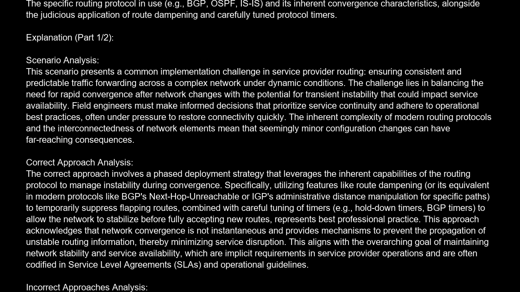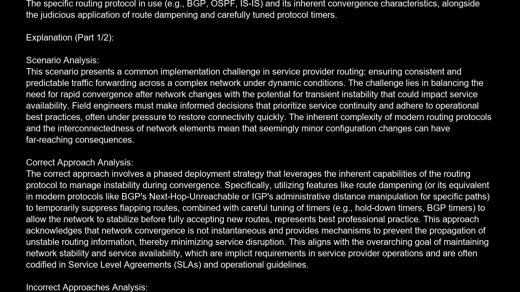Correct approach analysis. The correct approach involves a phased deployment strategy that leverages the inherent capabilities of the routing protocol to manage instability during convergence. Specifically, utilizing features like route dampening, or its equivalent in modern protocols like BGP's next hop unreachable or IGP's administrative distance manipulation for specific paths, to temporarily suppress flapping routes, combined with careful tuning of timers, e.g., hold-down timers, BGP timers, to allow the network to stabilize before fully accepting new routes, represents best professional practice.